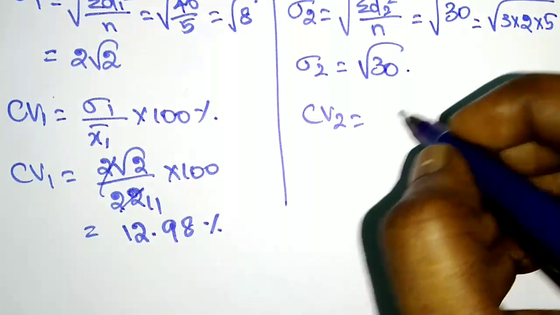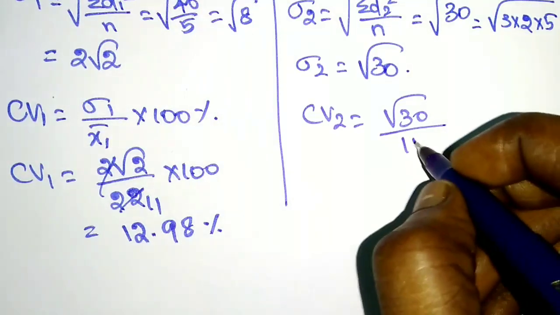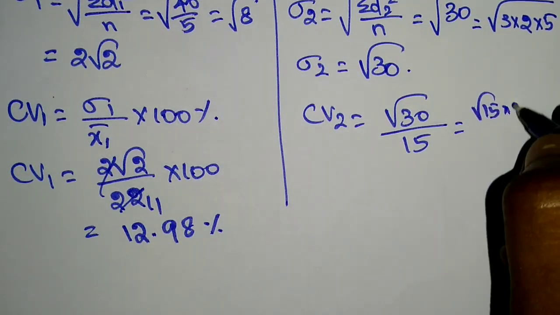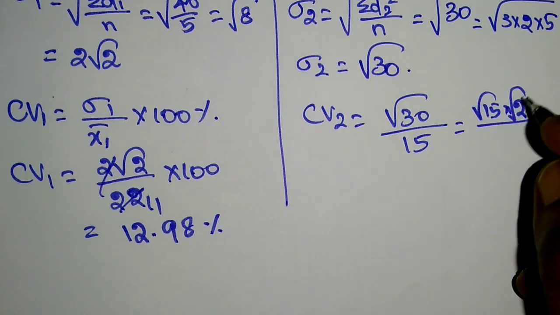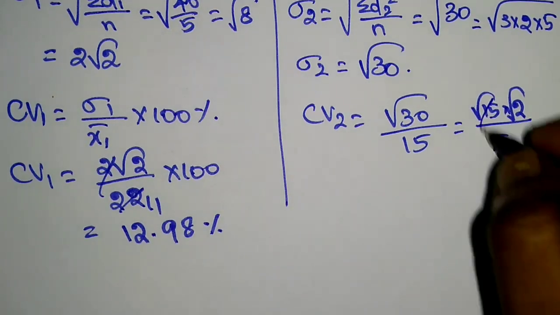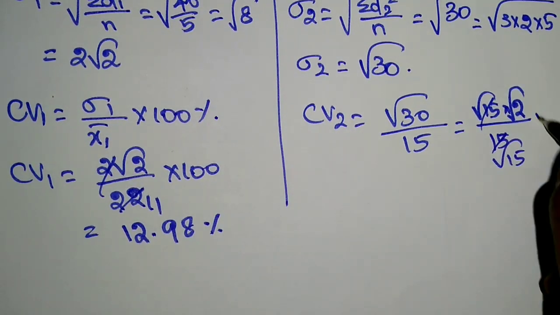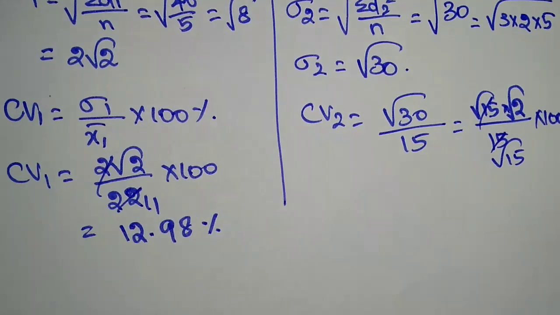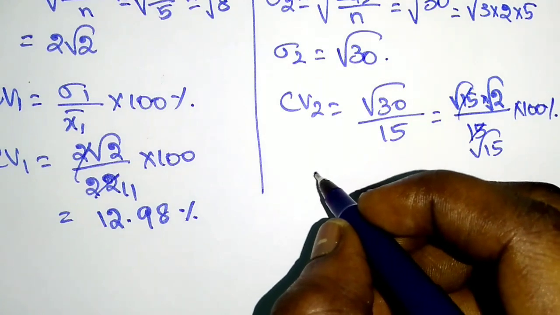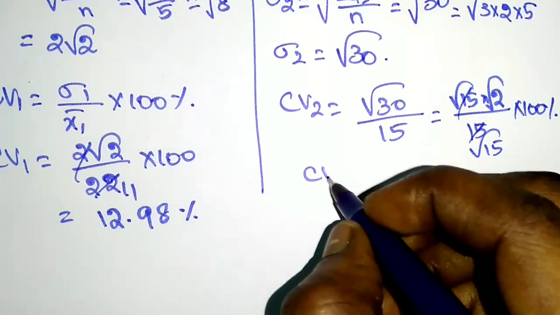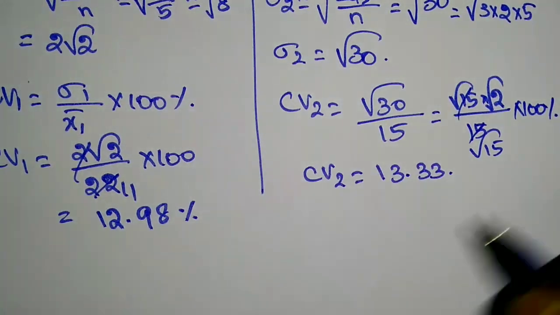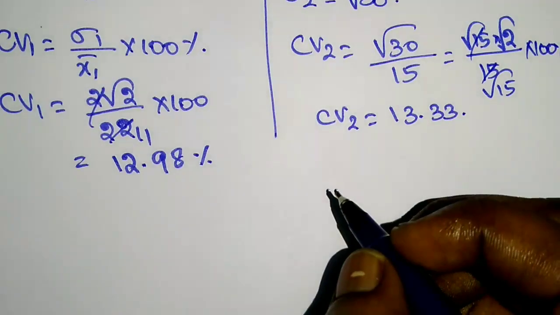For CV2 we can write root 30 divided by 15. We can write it as root 15 into root 2, divided by 15, into 100 percent. The root 15 will cancel, so here CV2 is equal to 13.33.